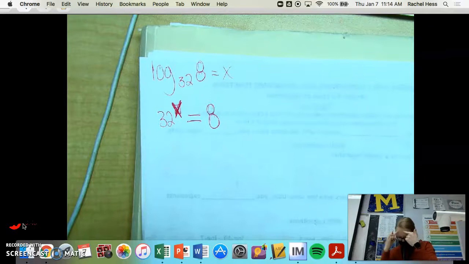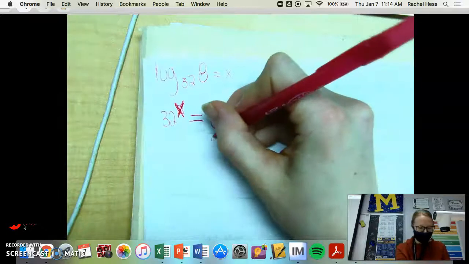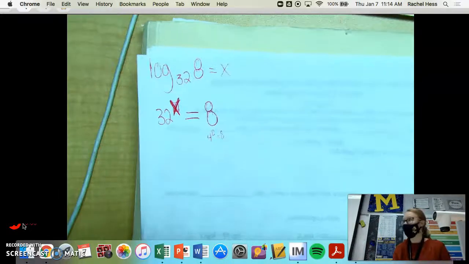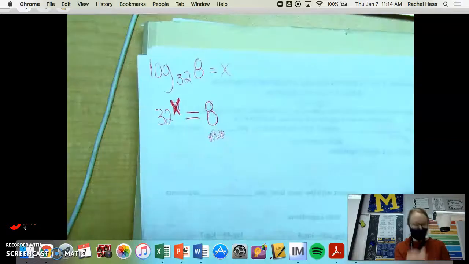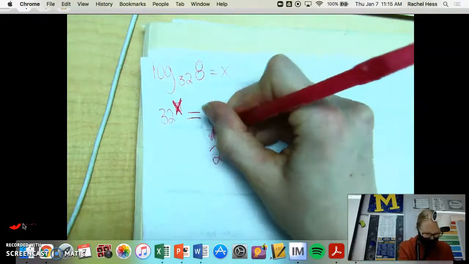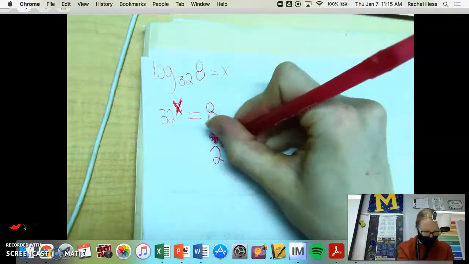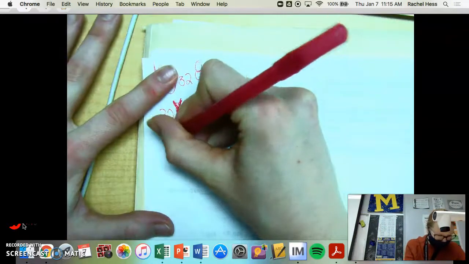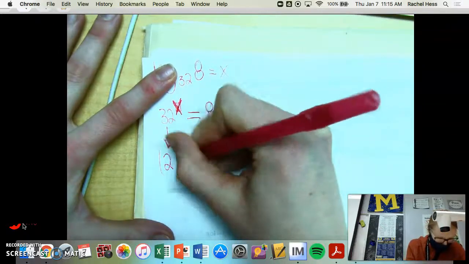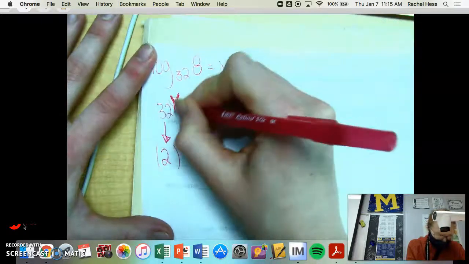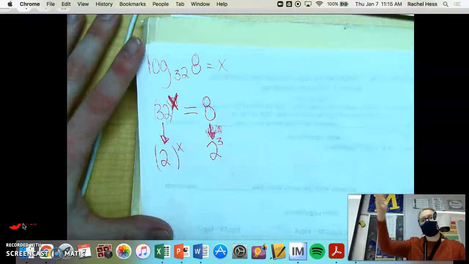But what is a base that we know that goes into both 8 and 32? 2 and 4 would be my instincts, right? But the issue is we can't do 4 to what power gives me 8, right? That doesn't work. So we're going to have to use 2. 2 to what power gives me 8? That's the same as 2 to the 3, because 2 times 2 times 2 is 8, right? 2 to what power gives me 32? 2, 4, 8, 16, 32.